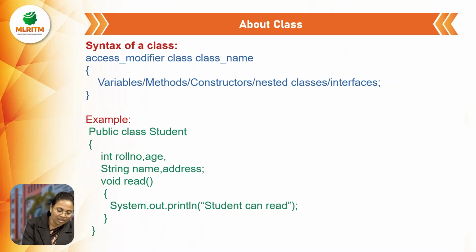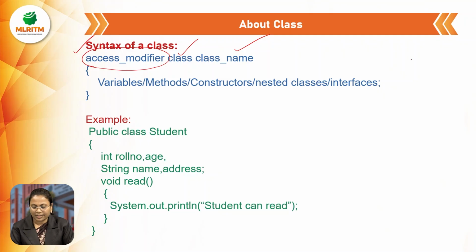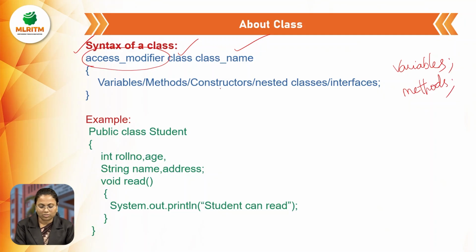Now we'll see the syntax of a class. What is the syntax of a class? To declare any class, first we use an access modifier, then the class keyword, after that the class name. Inside this class, we can have variables and methods. Along with these variables and methods, we can also write constructors, inner classes, and interfaces, right?